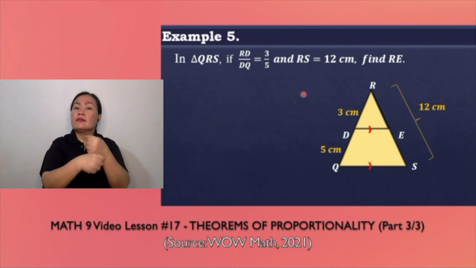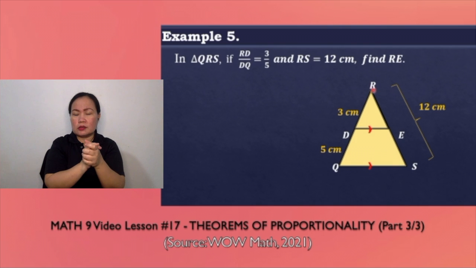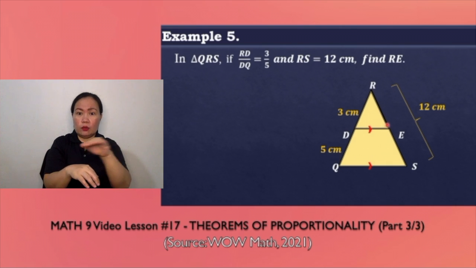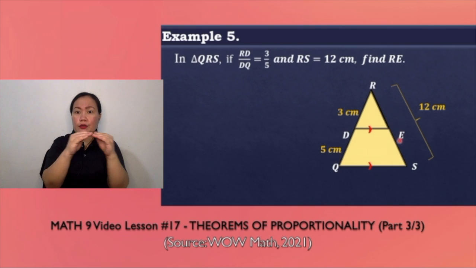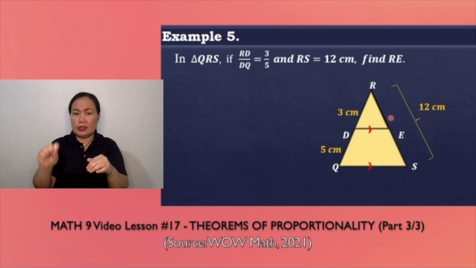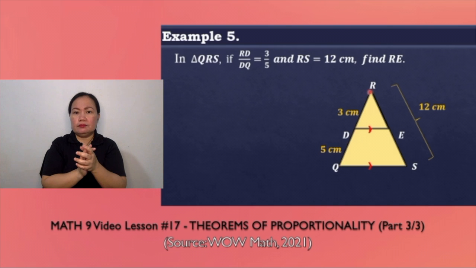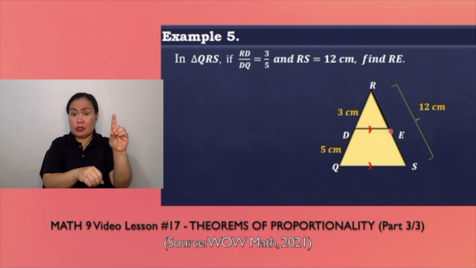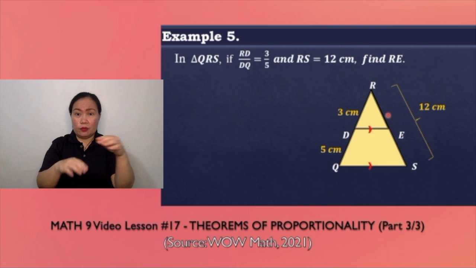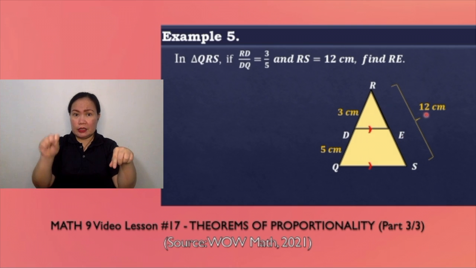So, ano pong proportion ang pwede mong gamitin dito? Ang pinapahanap sa atin ay si RE. So, kung ang gagawin natin is RD over DQ is equal to RE over ES, dalawa yung unknown mo dun. So, ang hirap isolve nun. Okay? So, kung ang gagamitin mo naman ay DQ over RD is equal to ES over RE, ano rin yun? Dalawa yung unknown. So, ito ang gamitin natin. Okay?